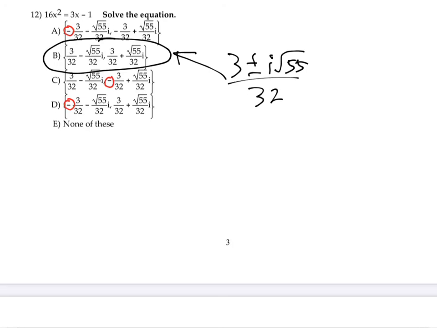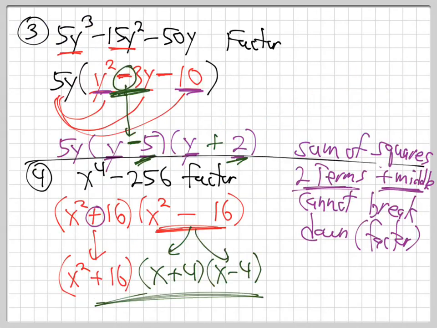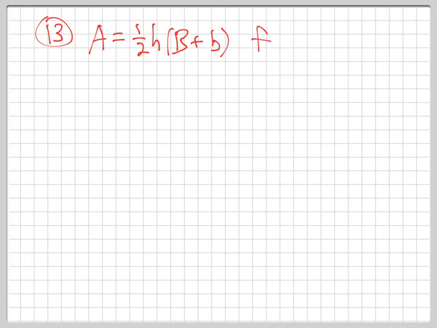Okay, now we're getting on to the 13, which is the multi-letter kind. So number 13 has A equals a half H times big B plus little b. Solve for the little b. These are kind of what I ran out of time on earlier. How do you handle the multi-letter ones?